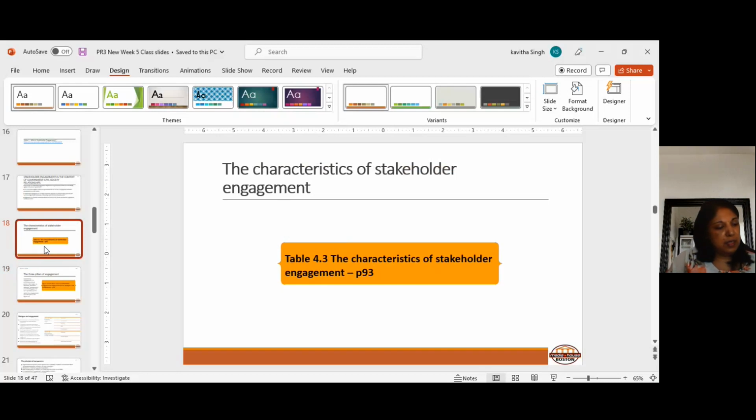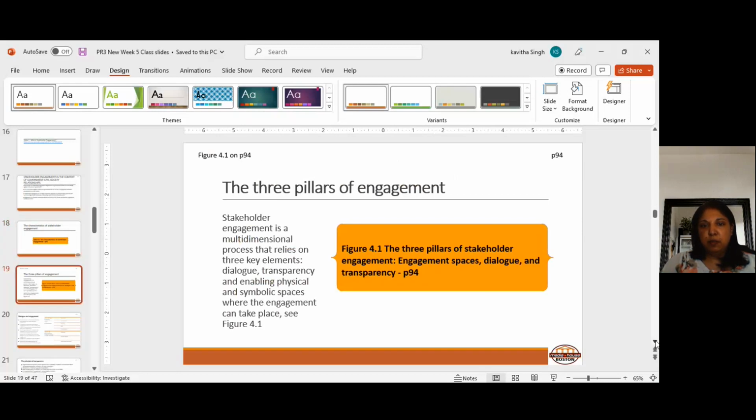The things that we spoke about just before we left off in section C were the three pillars of stakeholder engagement. When you look at those three pillars, it's talking about engagement spaces, transparency, and dialogue. We are going to go through each of the elements and take you through a little bit of an explanation. Stakeholder engagement is a multi-dimensional process that relies on three key elements, namely dialogue, transparency, and enabling physical and symbolic space where the engagement can take place.